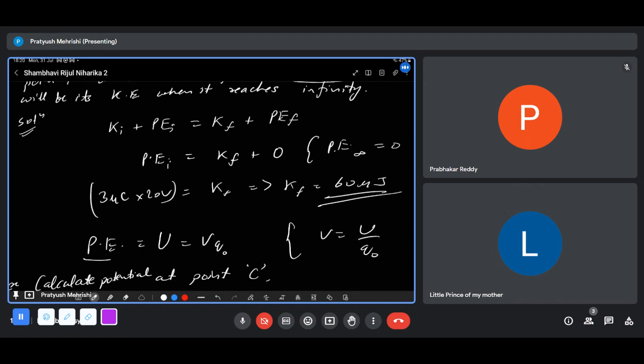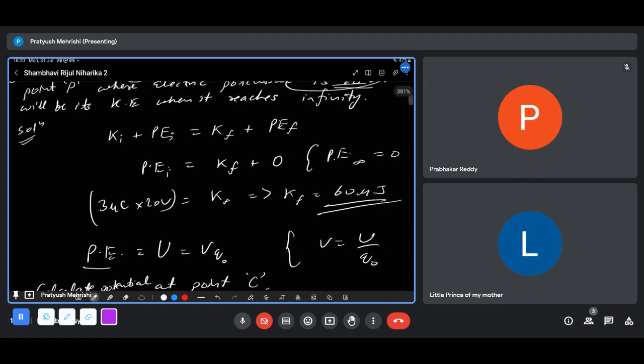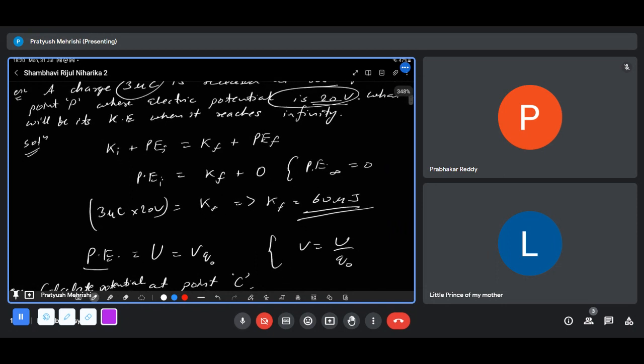Just conservation of energy. We have to use conservation of energy. Means initial kinetic energy plus potential energy will be equal to final. Now, when you are taking it to the final point which is at infinity, then the potential energy will be zero. Then what will be the kinetic energy? Full initial potential energy will be converted into kinetic energy. That is 60 microjoules, charge multiplied by potential.